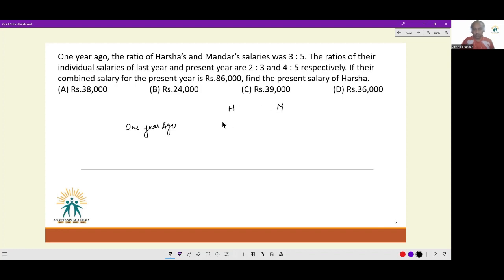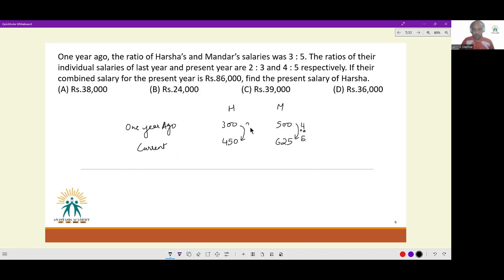Harsha's salaries, I'll take as 300 and 500. The ratio of their individual salaries last year and present year: for Harsha, it is 2:3. 300 is 2 units, so 3 units will be 450. And if 500 is 4 units, 5 units will be 625.